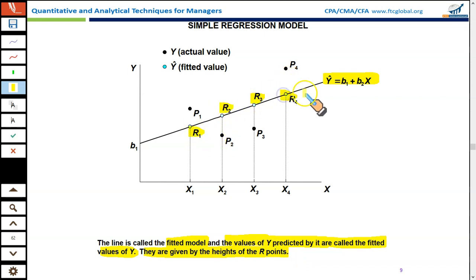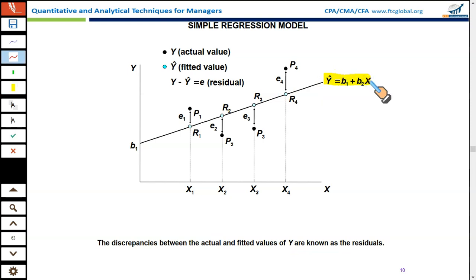So in this particular line, again there is a discrepancy. This is the value predicted by the model, but this is the actual value. The gap between R1 and P1, these are called the residuals. So this is the residual for point 1, point 2, point 3, and point 4.